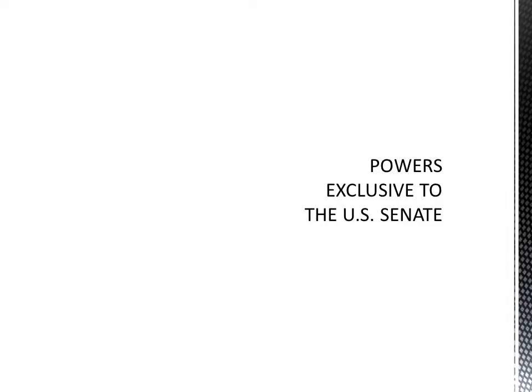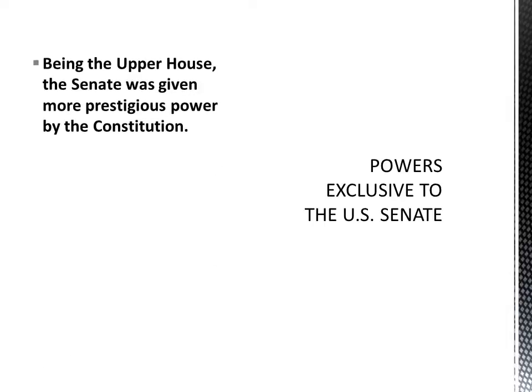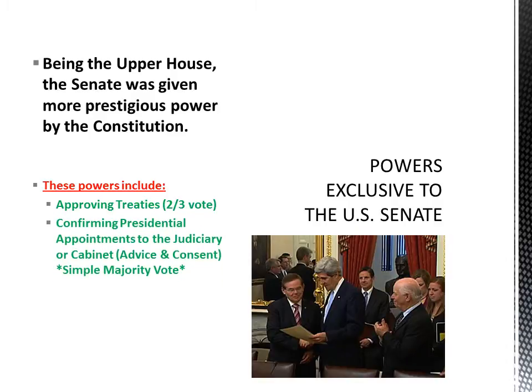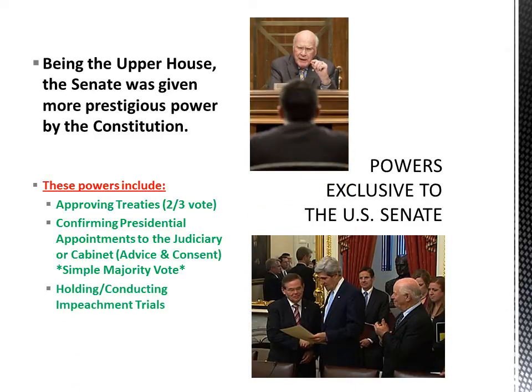As they are the upper house and have a longer term, the Constitution gives the Senate more prestigious powers. Some of these powers include the ability to approve a treaty that the President has signed through a 2/3 vote. This is true within our system of checks and balances, as the Senate can still reject a treaty that they feel is not fair to the country. The Senate is also given the power to confirm any presidential appointments that are made to the judiciary or to his cabinet through the advice and consent power. This is done through a simple majority vote. They also have the power to hold and conduct trials for impeached executives and determine whether or not this executive should be removed from office.